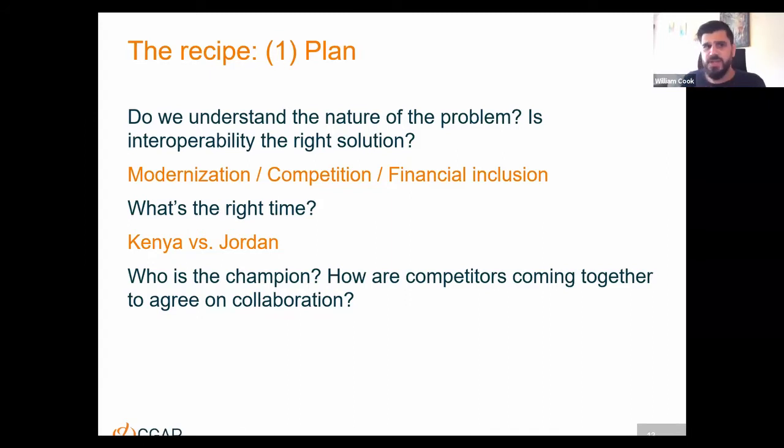But even here, clearly there are some actors in Kenya who would advocate that the market is working very well without interoperability. And the flip side of that coin, I think many would argue that, just because interoperability happened early on in Jordan, there are other things that might have held back the market, such as private sector investment. So it's a very complex question.